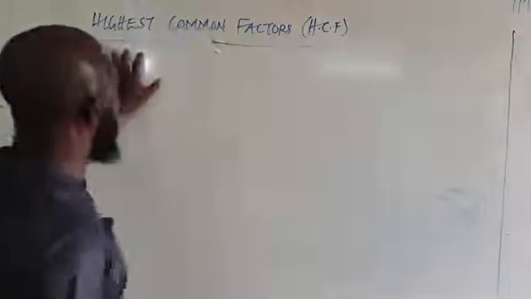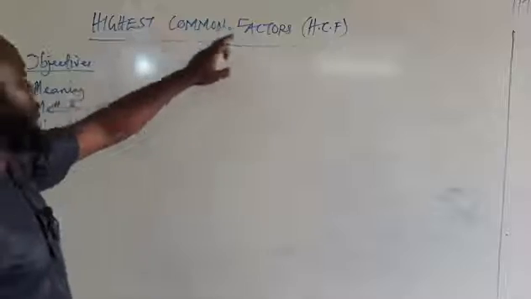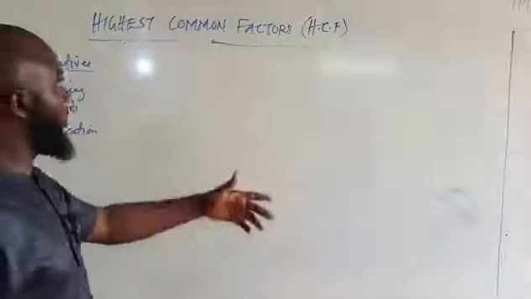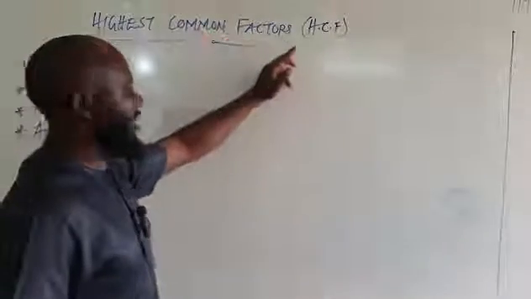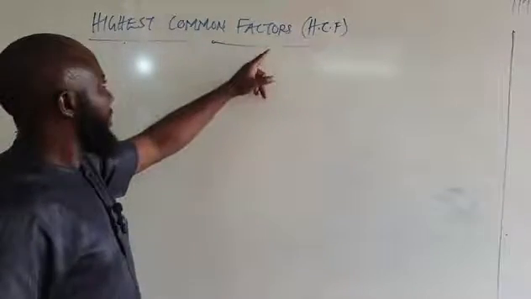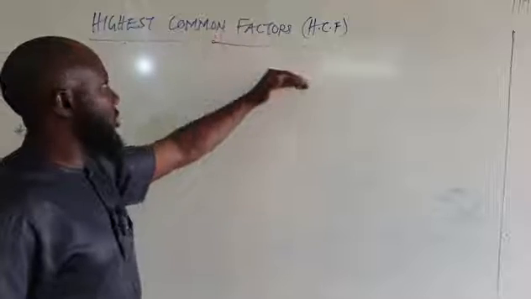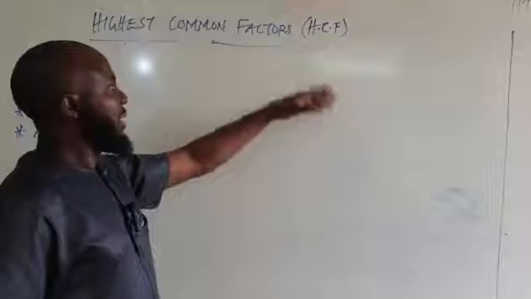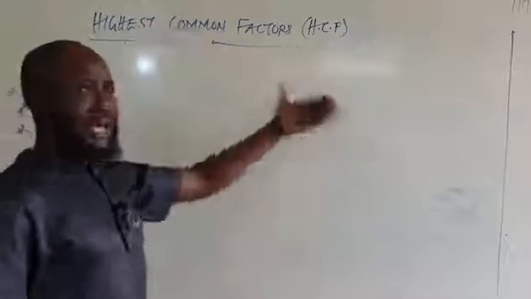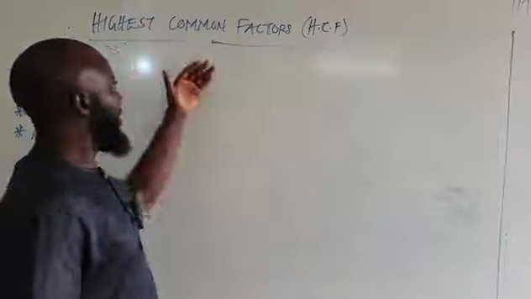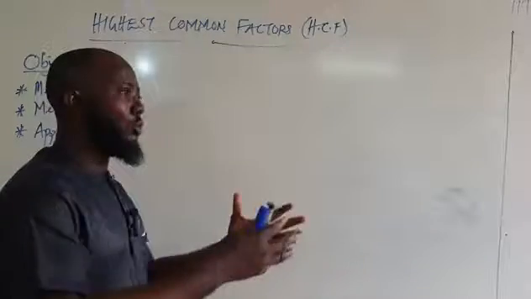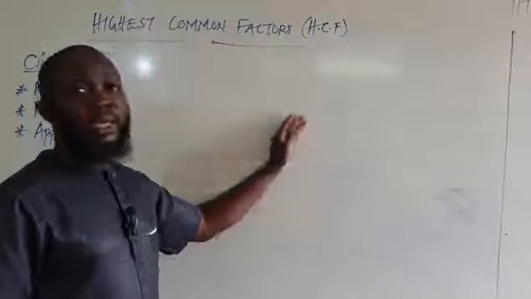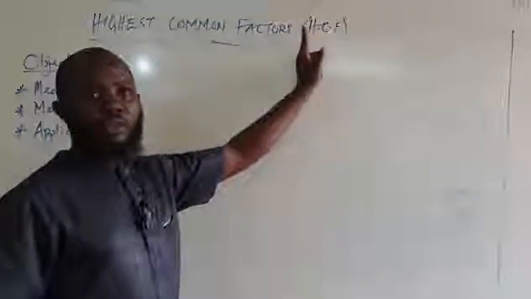So what this means is that highest common factors. We might have two or more numbers that we want to get their factors, and the factors that are common to both or all of them, we list them out. Then we also look at which one is the highest. Which one is the highest factor that is common to all of them? The highest factor that is common to this number and this number, that is what we call highest common factor.